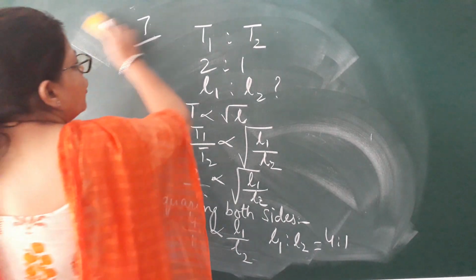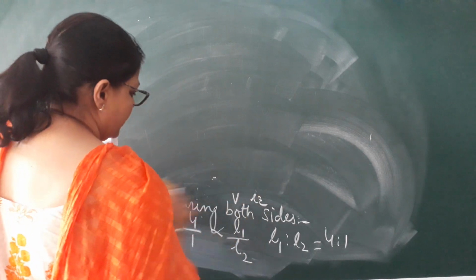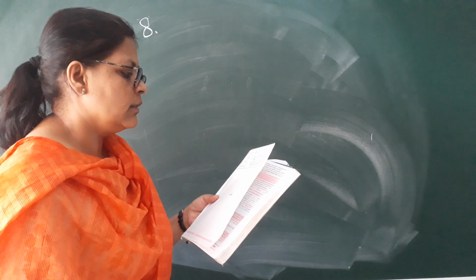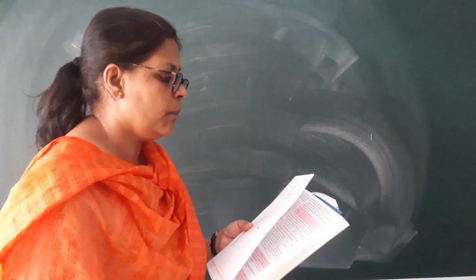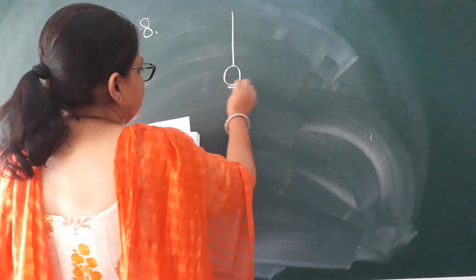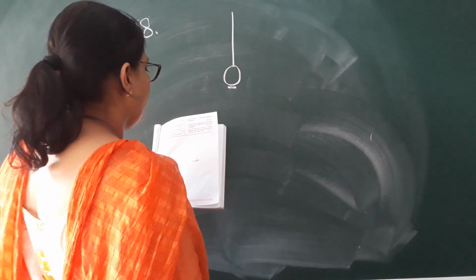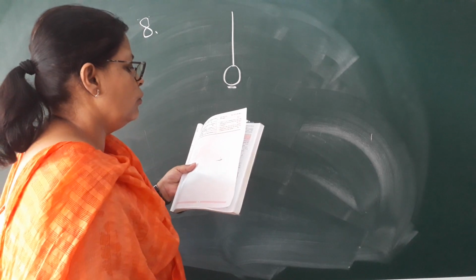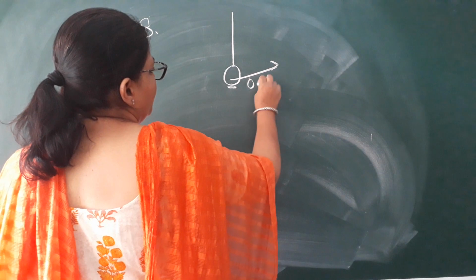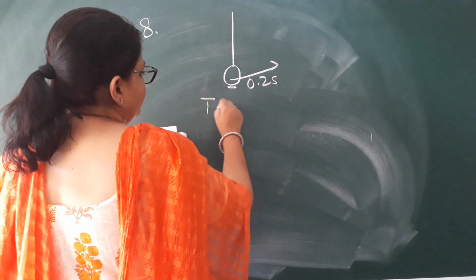Now after this we move on to the 8th numerical. Now let's see what is given in the 8th numerical. It takes 0.2 seconds for a pendulum to move from the mean position. This is the mean position. It takes 0.2 seconds to move from the mean to one end. So to one end it takes 0.2 seconds. And they've asked you to find out the time period.